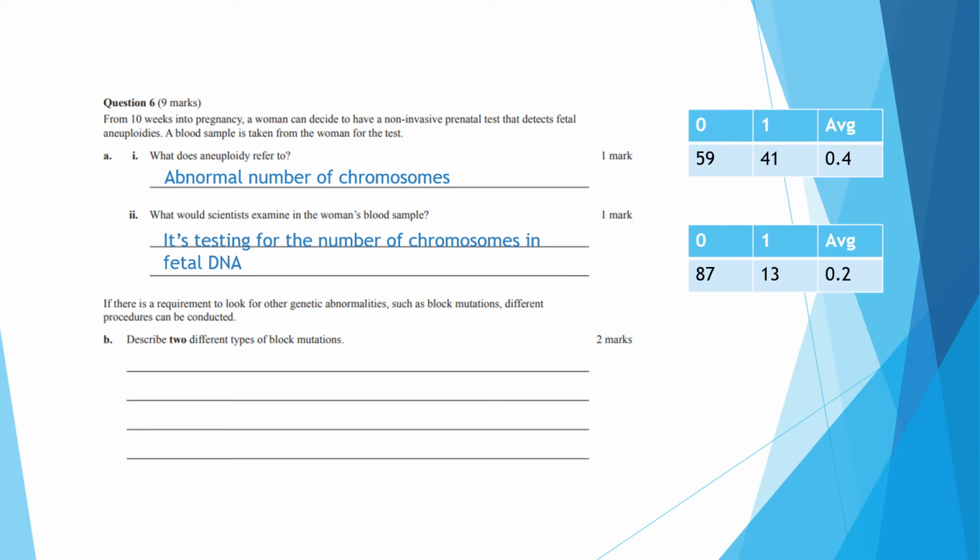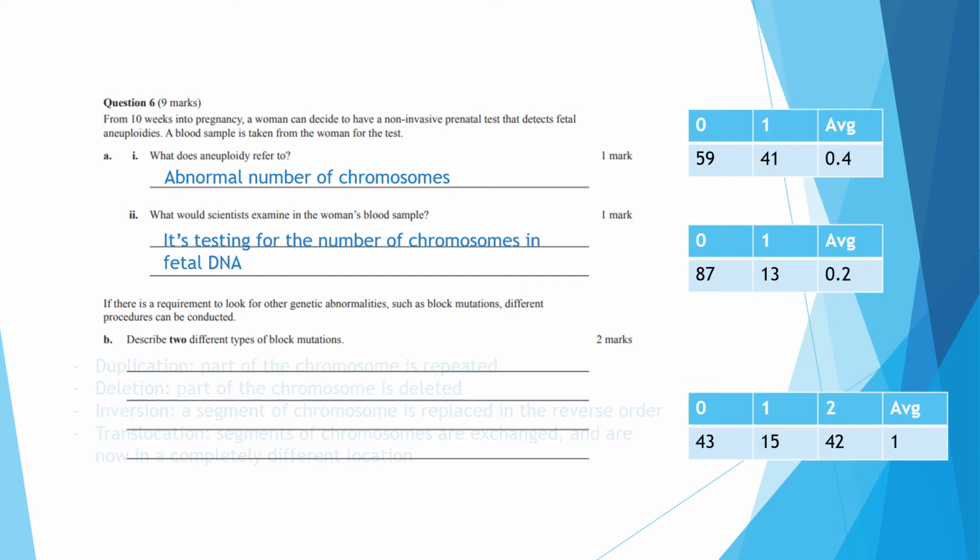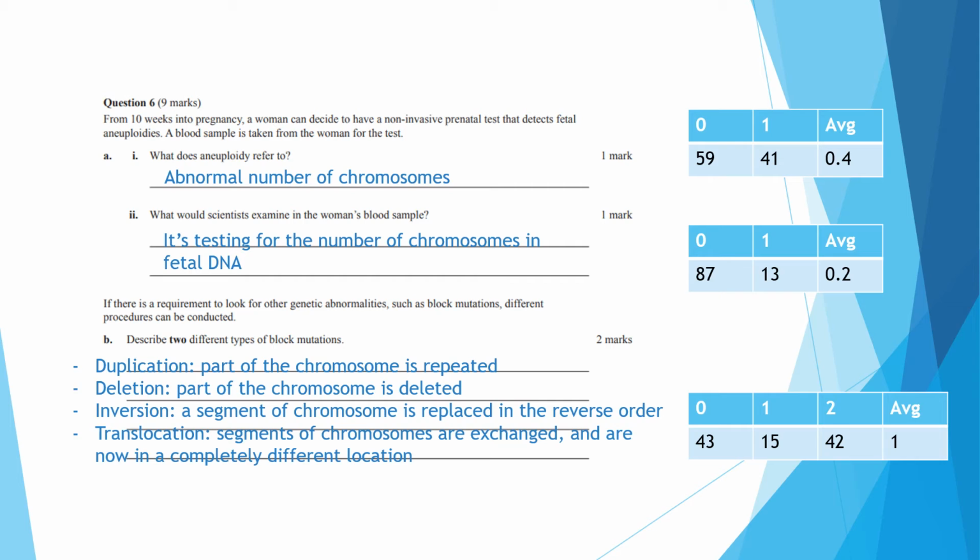Part B asks you to describe 2 different types of block mutations. I've listed a few, and any 2 of these will do. The important thing here is to limit your answer to genetic abnormalities, ACA related, as in these have to be related to the chromosomes. If you start talking about nucleotides or amino acid changes not related to chromosomal mutations, then examiners will not give you points for those answers.